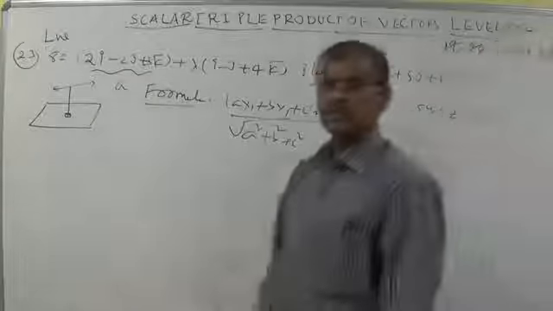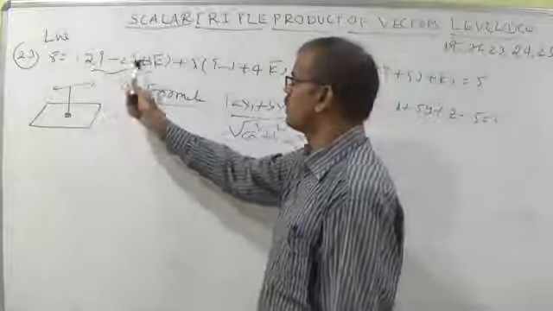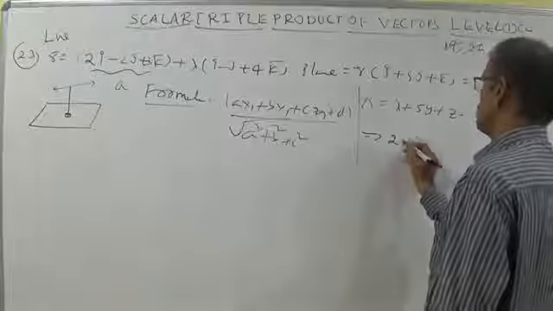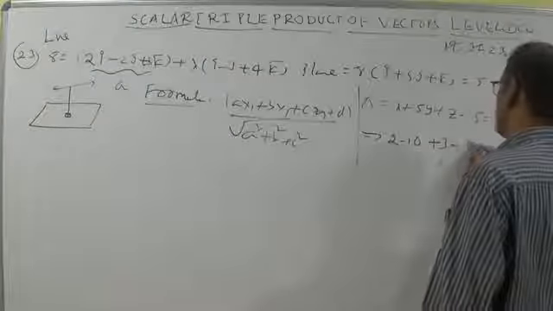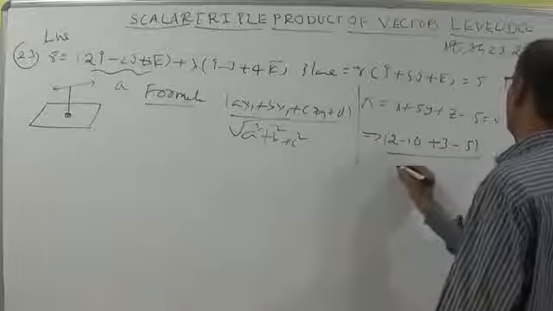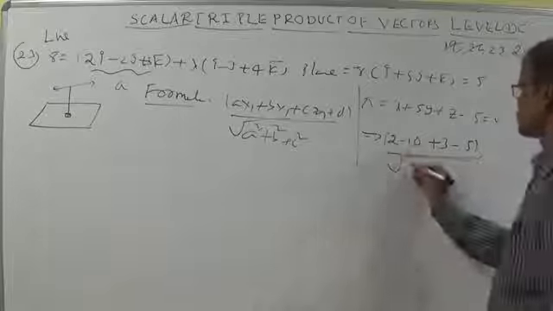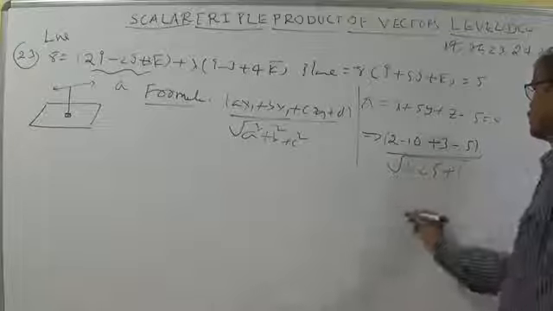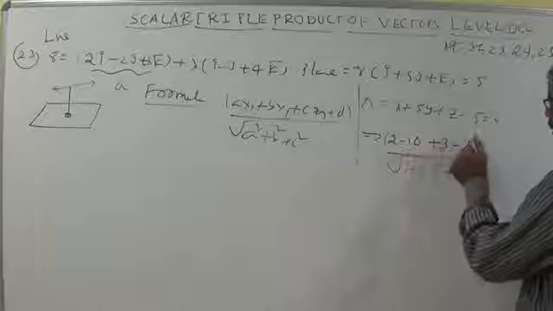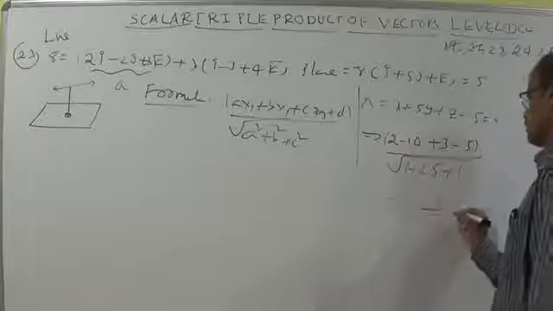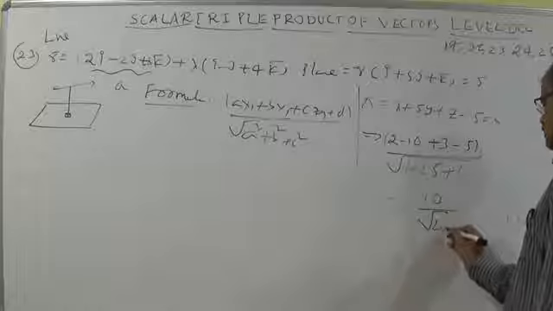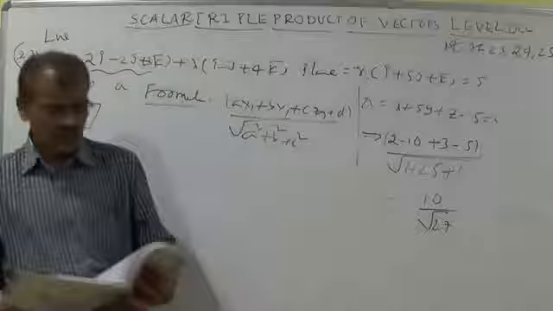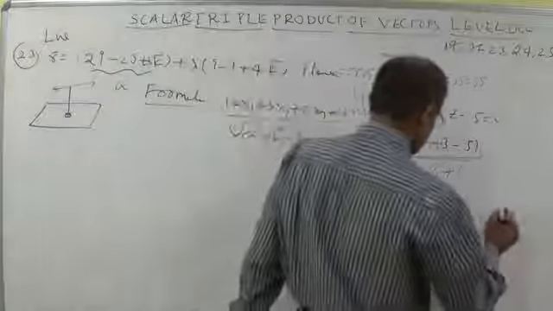Now let us discuss about this. This is 2 minus 2, 3. So you can write here 2 minus 10 plus 3 minus 5 whole by root of 1 plus 25 plus 1. So what is the value here? 2, 3, 5. 5 minus 15, 10. 10 by root 27. Let us verify the option he given as 10 by 3 root 3 as third option.